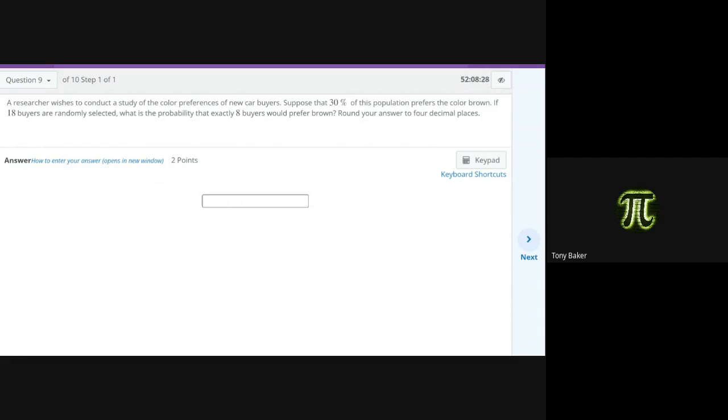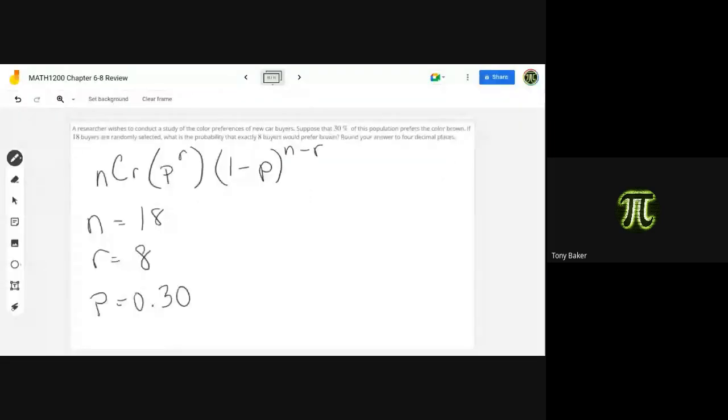What's the probability? 30. You got to make sure you do it as a decimal, so it's 0.3 or 0.30. So you got your numbers down. That's my formula right there.